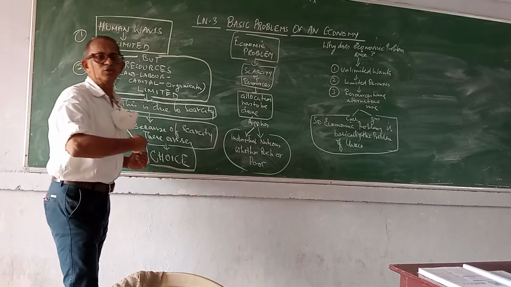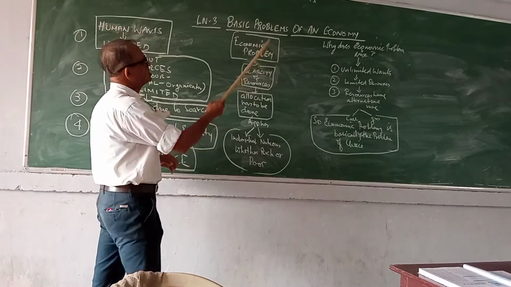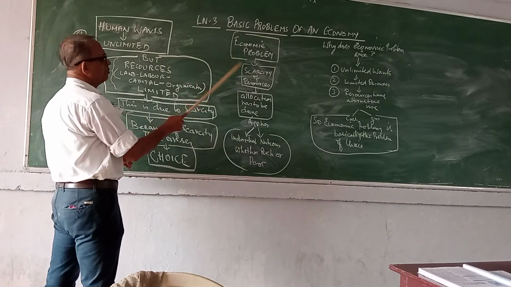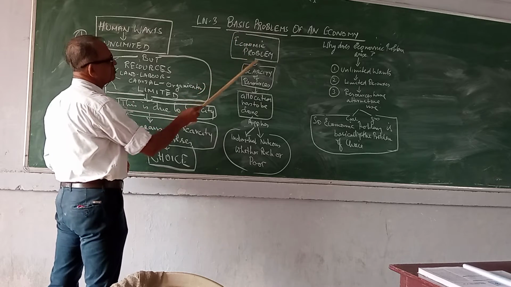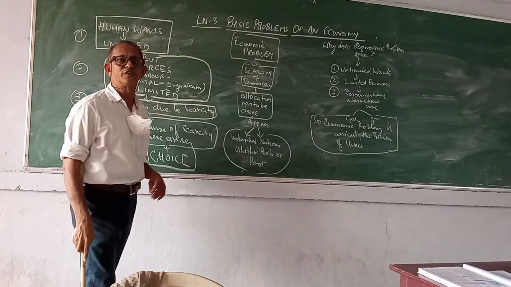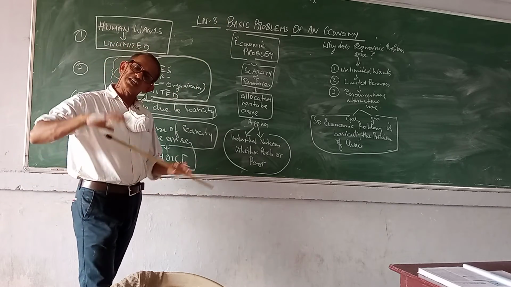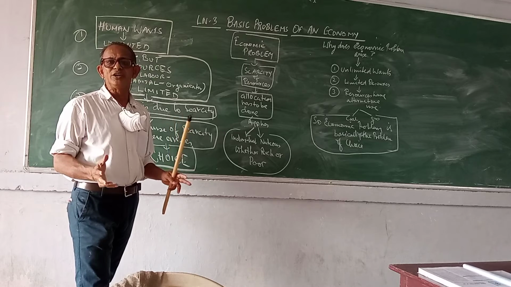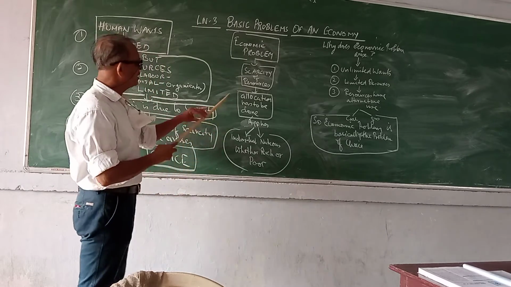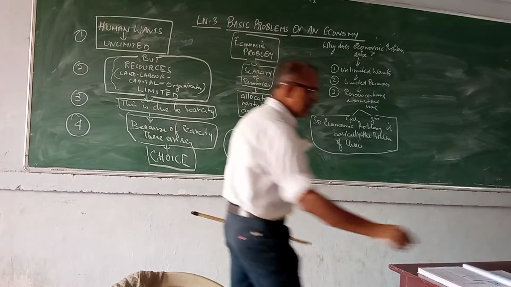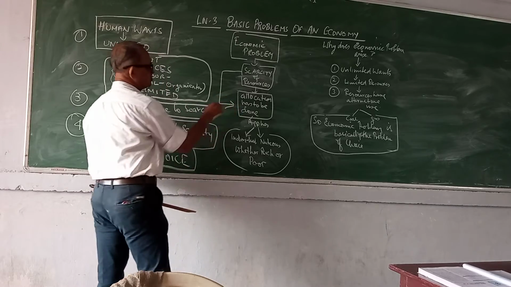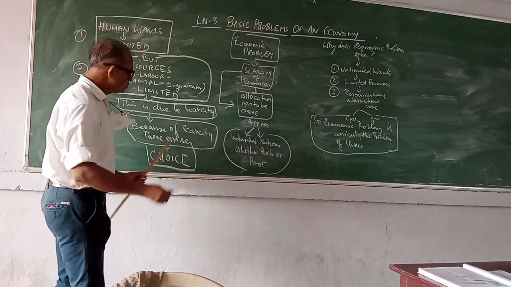So, now I am coming to the basic topic. Now, basic problems of an economy. Now, you see, economic problem. So, economic problem can be defined as a problem of scarcity of resources. And because of scarcity of resources, I need to allocate the resources. Now, you see, one very important point is that the scarcity of resources is very much linked with allocation of resources. That is what I need to say.